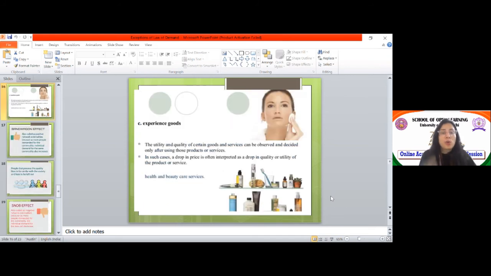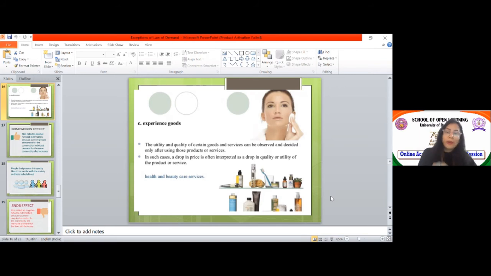So we have to just know, and we can just see around, and we can find lots of examples like that. Now the experience goods. Experience goods, what? The utility and the quality of certain goods and services can be observed and decided only after the product, when you use that sort of product. In such a case, a drop in price is often interpreted as a drop in quality.